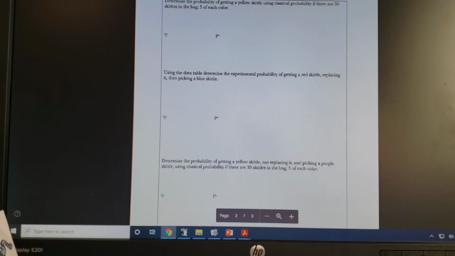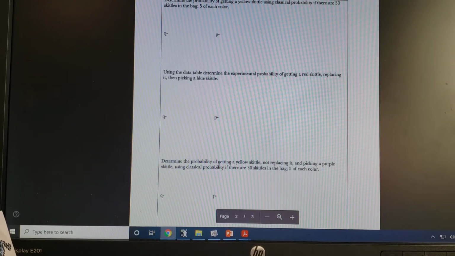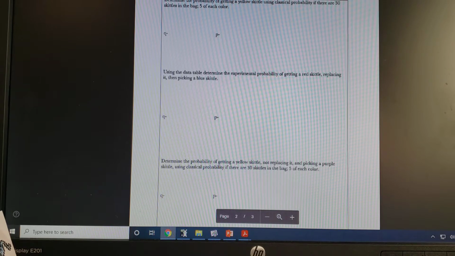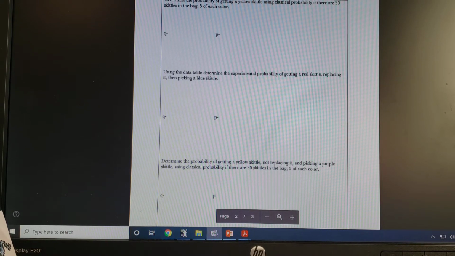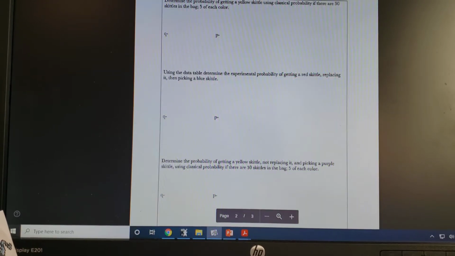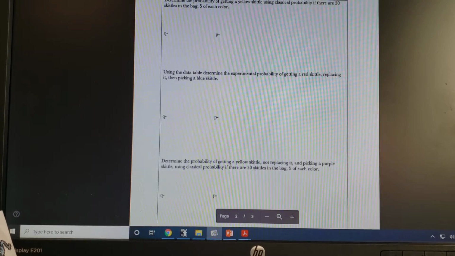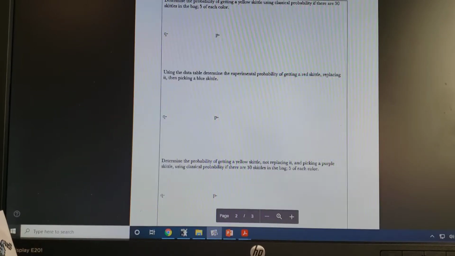Alright. Next up. Determine the probability of getting a yellow Skittle with classical probability, if there are 30 Skittles in the bag, and there are 5 of each color. Okay, so now we're not going to use the chart. We know that there are 5 of each color, so that means that there are 5 yellow, and there are 30 Skittles total, so it's going to be 5 over 30. Put that in your calculator.